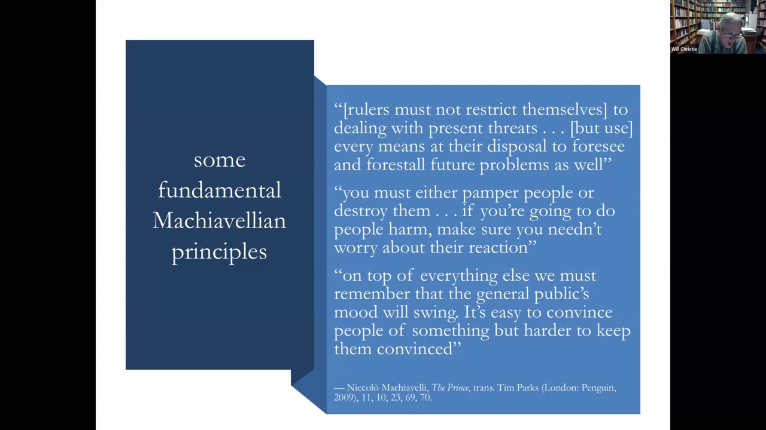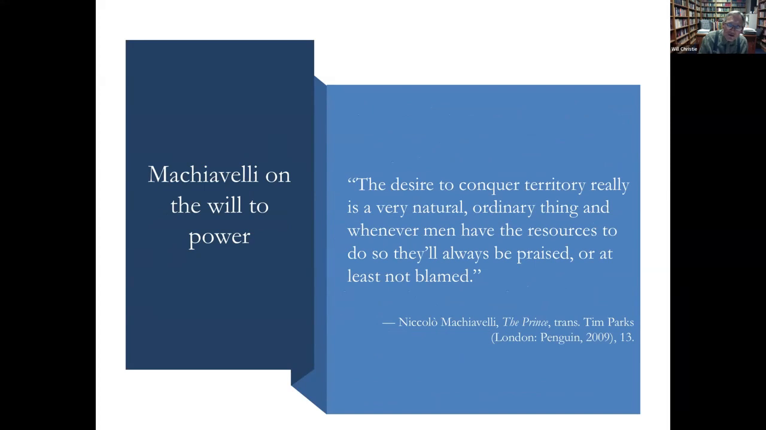In spite of what some commentators have suggested, Machiavelli is not interested in human motive. The closest thing we get to motive in The Prince is a version of the will to power. The desire to conquer territory really is a very natural, ordinary thing. And whenever men have the resources to do so, they'll always be praised, or at least not blamed. Extraordinary. The motivation of most of Machiavelli's rulers, and certainly that of his paradigmatic ruler, Cesare Borgia, is about as complex as that of a shark.